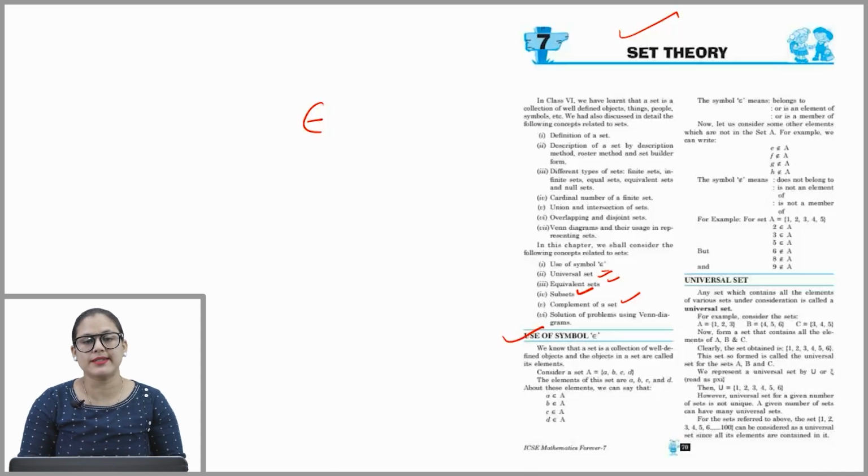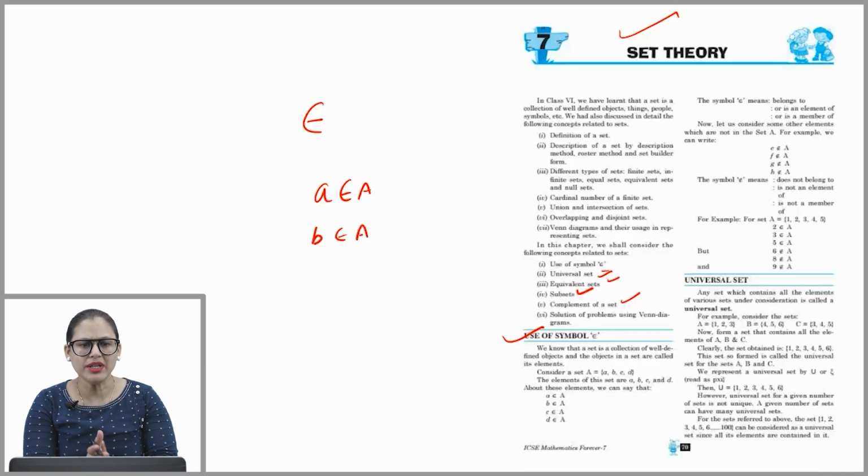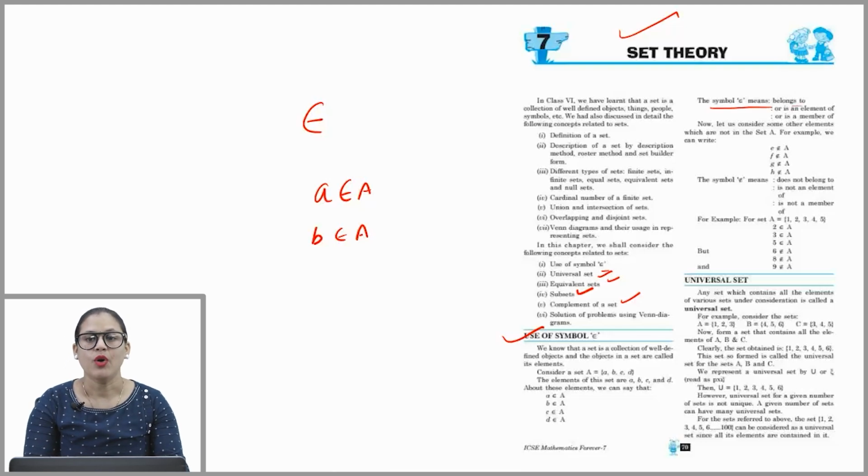We know that a set is a collection of well-defined objects, and objects in a set are called its elements. Consider a set A = {a, b, c, d}. These are the elements of set A. So the elements of this set are a, b, c, and d, and about these elements we can say that a ∈ A, b ∈ A. Now what is the meaning of this symbol? The symbol ∈ means belongs to, or is an element of, or is a member of.